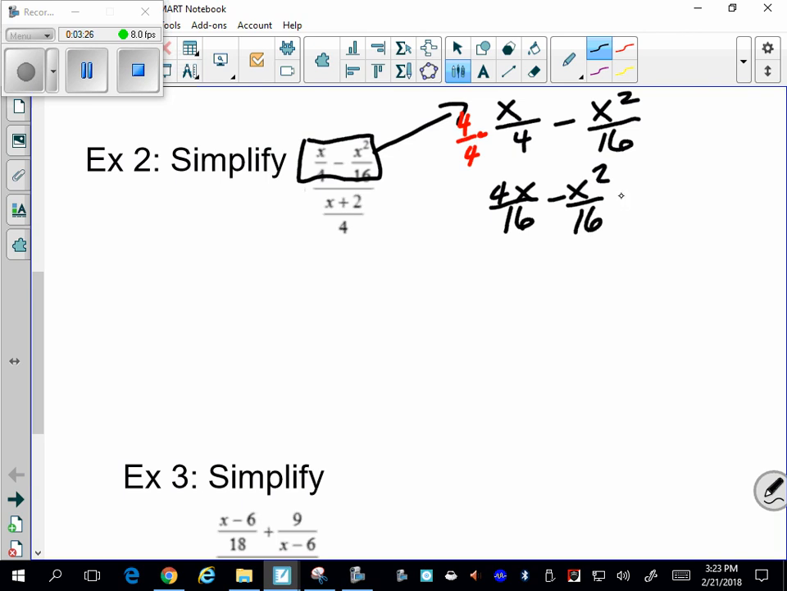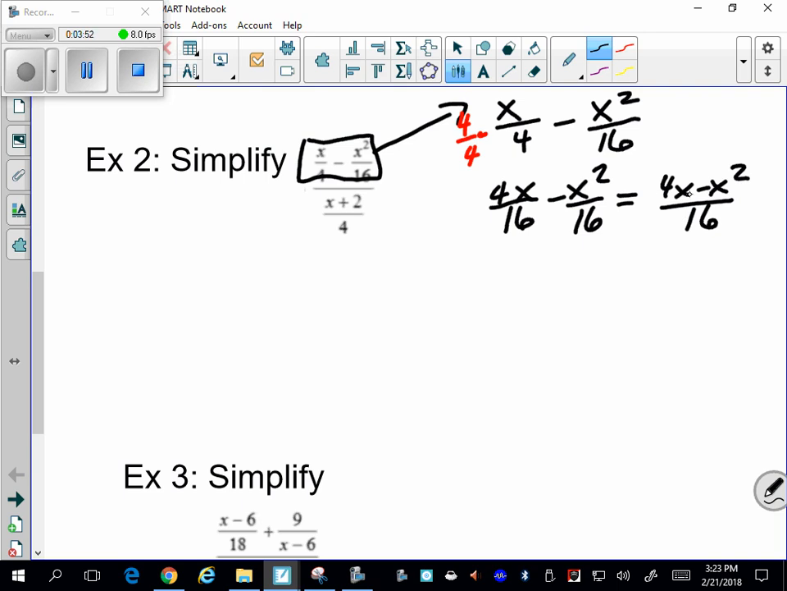And that's going to equal, so now with like denominators, let's combine the numerators. We have 4x minus x squared over 16. You can look to simplify here if you had something to simplify. All three terms do not have anything in common, so I really wouldn't simplify anything. In the numerator you could factor an x out, but that does not cancel. There's no x in the denominator.